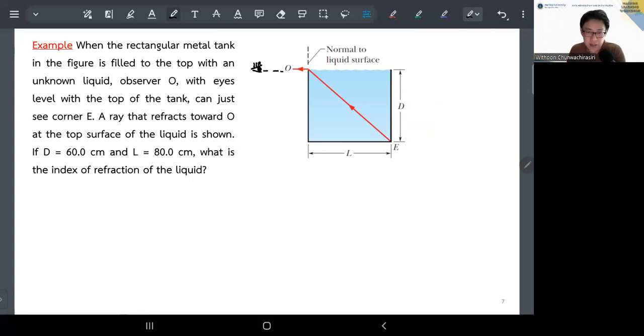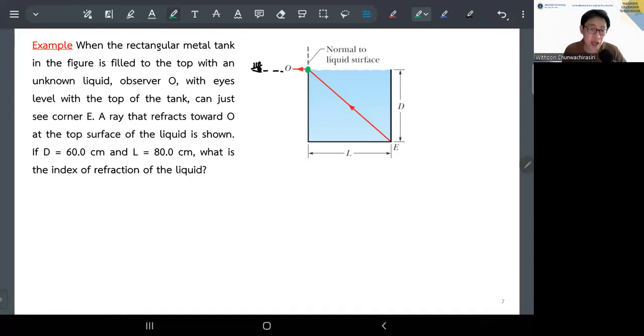It means the light that comes from the corner eventually hits the surface here and refracts. And once the refraction happens, that light beam hits the eyes of the observer. So this is the reason why the observer can still observe the corner of the tank, even though he just levels his eyes with the surface of the liquid. Cool? All right. In reality, it might not be exactly like this, but in theory, it's doable. In reality, you might have to move your eye up a little bit.